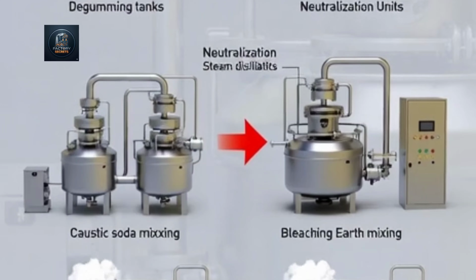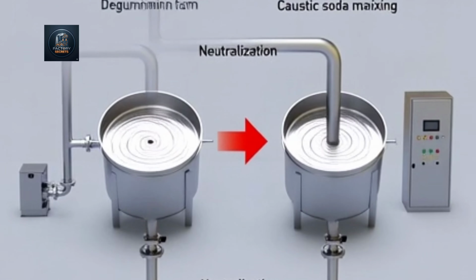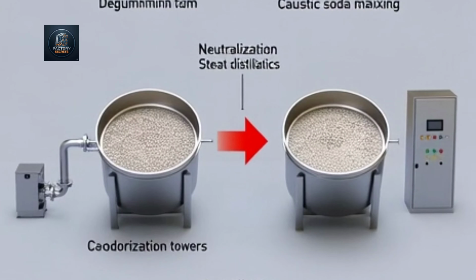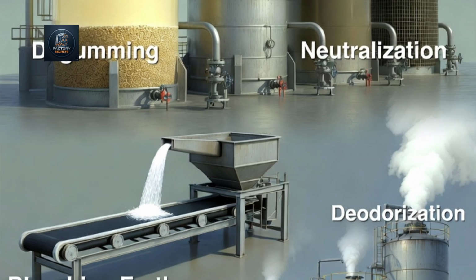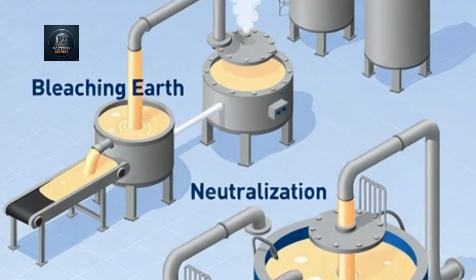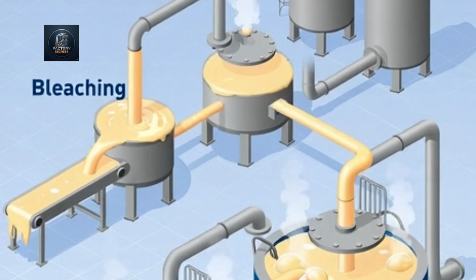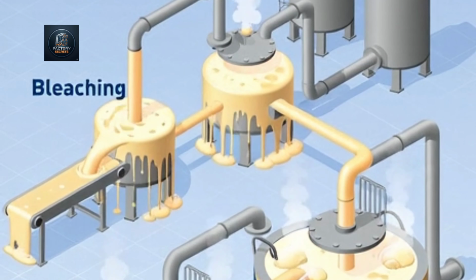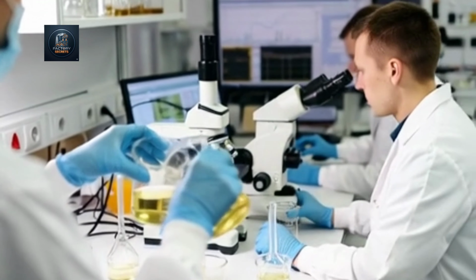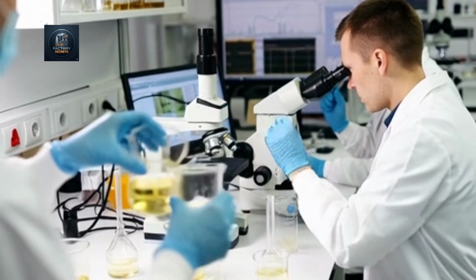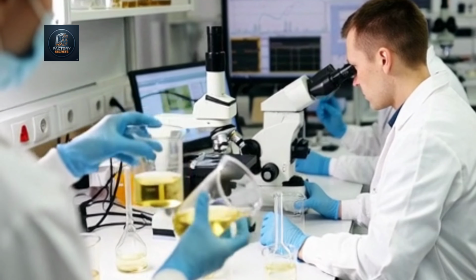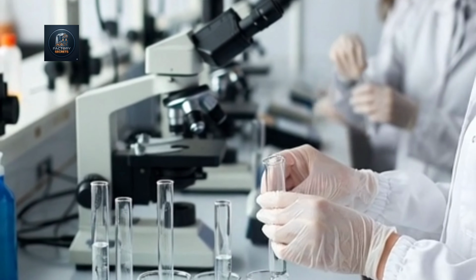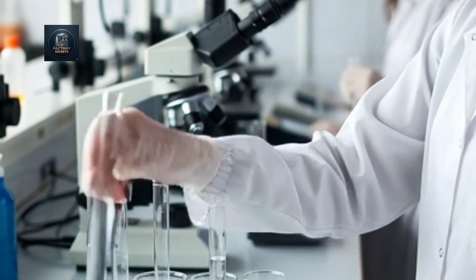The crude oil is passed through filtration systems to remove solid particles, seed residues, and sludge. Special filter presses or centrifuge machines are used for this purpose. After filtration, the oil becomes clearer but still requires refining to improve taste, color, and shelf life. Refining is the most important stage of cooking oil production.